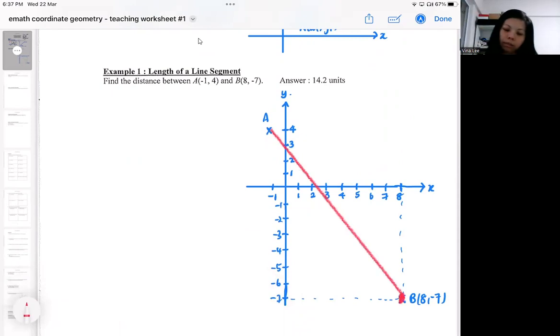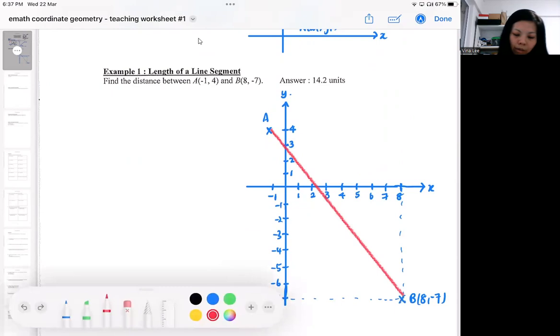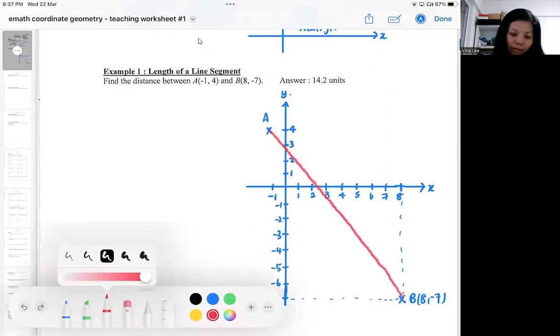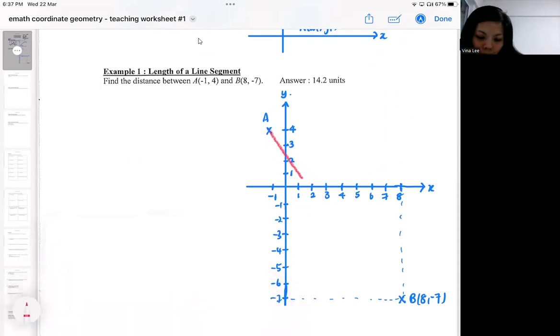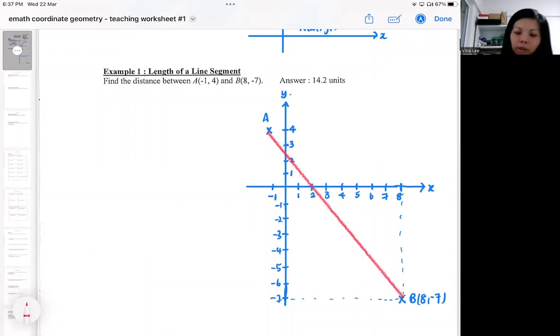So, okay, a bit ugly. Let me redraw the line first. So I'm interested in the length here. So if I'm interested in the length, I do need to form a Pythagoras theorem. So can you see? Actually, I can form a Pythagoras theorem.